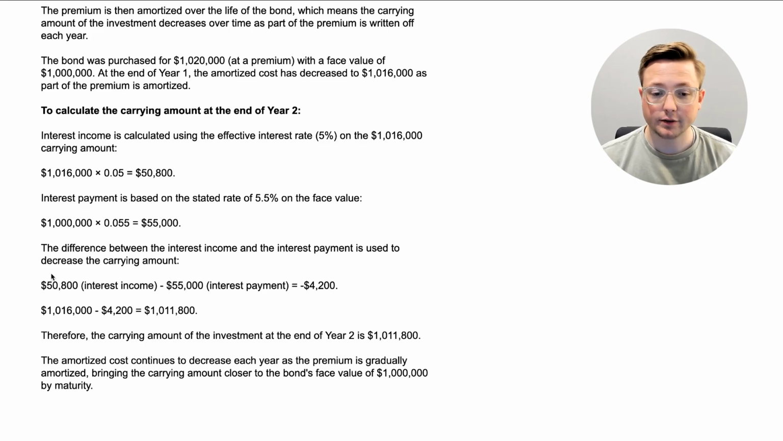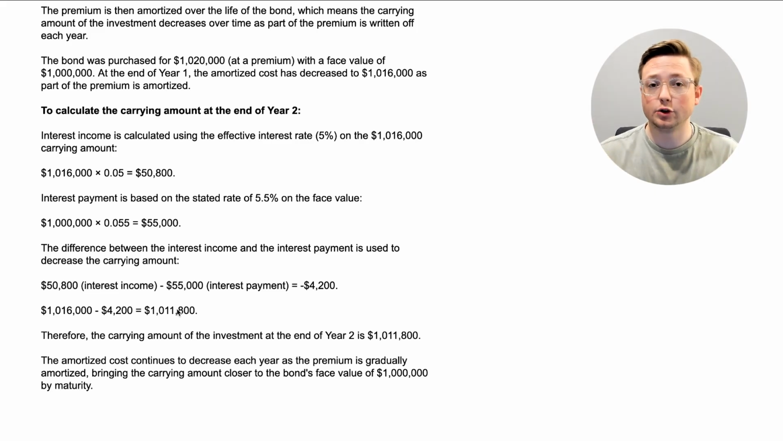Now we go down here. The difference between the interest income and the interest payment is how you know what to do to decrease the carrying amount with the premium. So the interest income, $50,800, less the interest payment of $55,000 gives you $4,200. And you use this $4,200 to reduce the $1,016,000 down to $1,011,800, and that is the new carrying amount at the end of year 2.